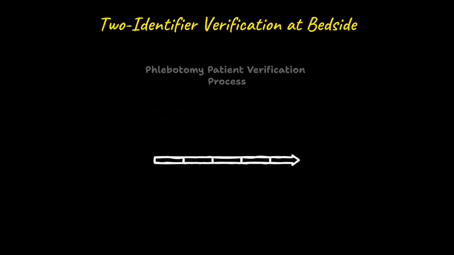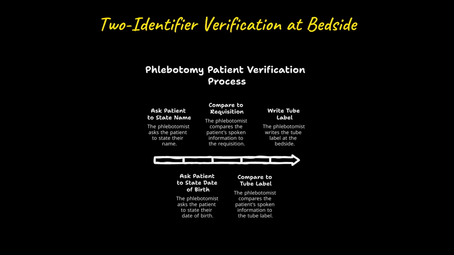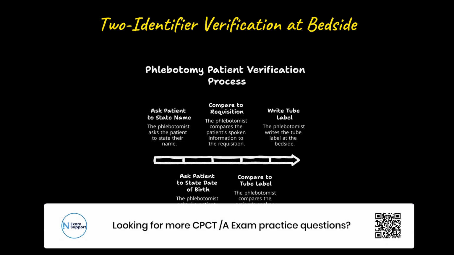The PCT asks the patient to state their name and date of birth unprompted, never asking, "Are you Jane Smith?" because a confused patient may confirm any name. Both identifiers are compared against the requisition and the tube label written at the bedside, before gloves go on and before the tourniquet is placed.